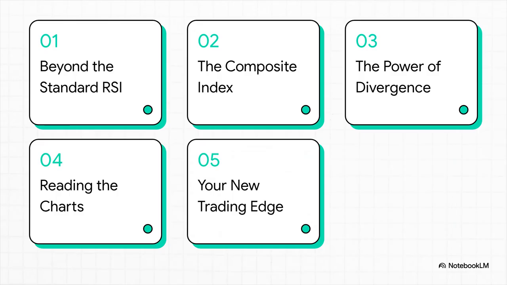So, here's our game plan for today. First, we'll talk about the problem with the standard RSI that so many of us face. Then, I'm going to introduce you to something called the Composite Index, and we'll get into its secret weapon, divergence. After that, we'll pull up some real-world charts to see this thing in action, and we'll wrap up with how you can use all this to get a real, tangible edge in your trade.